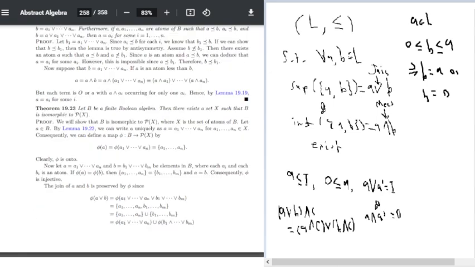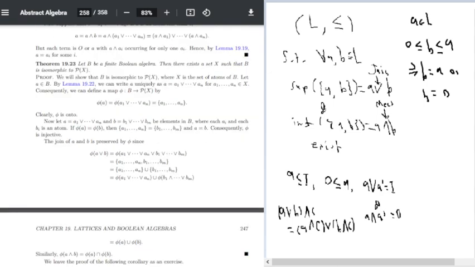Theorem 19.23. Let B be a finite Boolean algebra. Then there exists a set X such that B is isomorphic to P of X. Proof. We will show that B is isomorphic to P of X, where X is the set of atoms of B. Let A be in B. By Lemma 19.22, we can write A uniquely as A equals A1 join all the way to join A sub n for A sub 1 to A sub n in X. Consequently, we define a map phi from B to P of X by phi of A equals phi of A1 join all the way to join A sub n, which is equal to the set A sub 1 all the way to A sub n. Clearly, we have that phi is onto.